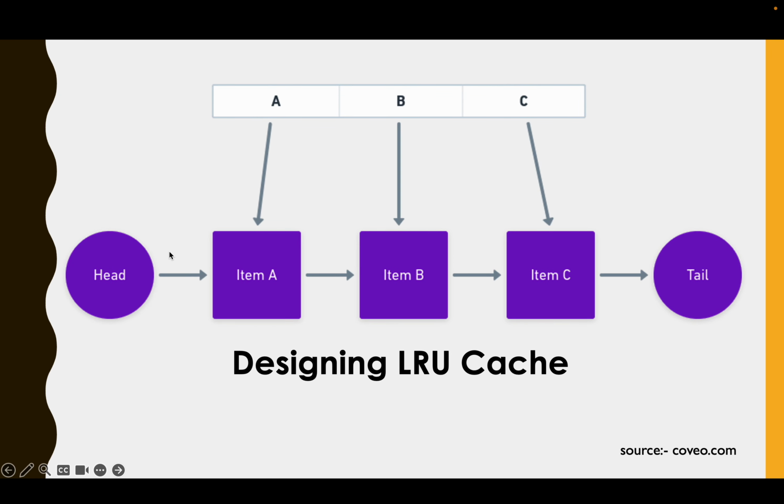So what is an LRU cache? Let's first understand it. This picture is a very good way of understanding an LRU cache, and I got this from covio.com, so this is not something I created. Basically, in an LRU cache you have a data structure which stores the data, and you have a lookup data structure which helps you retrieve the data. We will look at it deeply in a moment. This picture is a very good representation of how we are going to design an LRU cache.